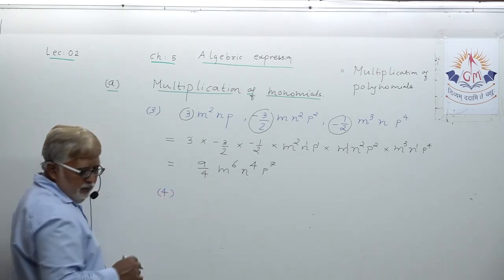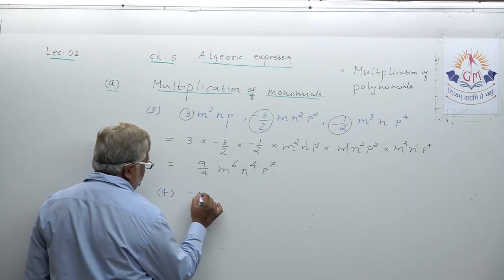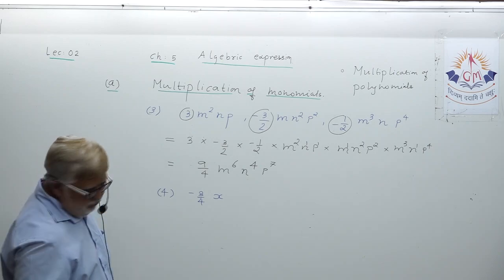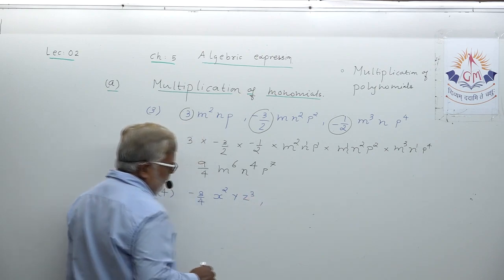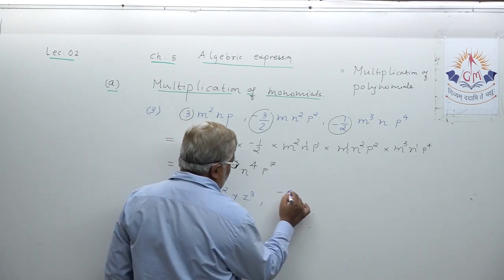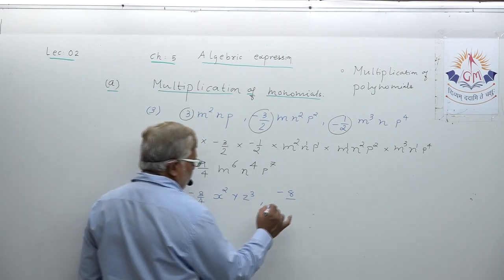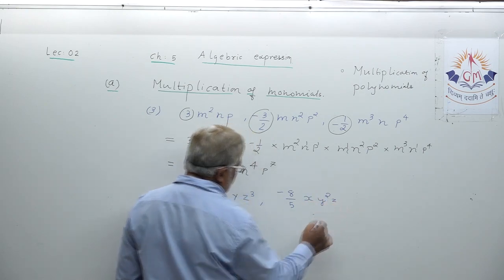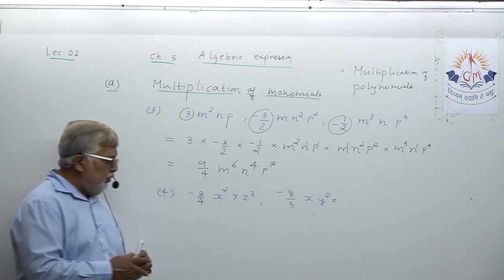Today's number 4, I am writing it from your textbook. Minus 3 upon 4 x squared yz cubed. And another monomial they have also mentioned, that is minus 8 upon 5 xy squared z.